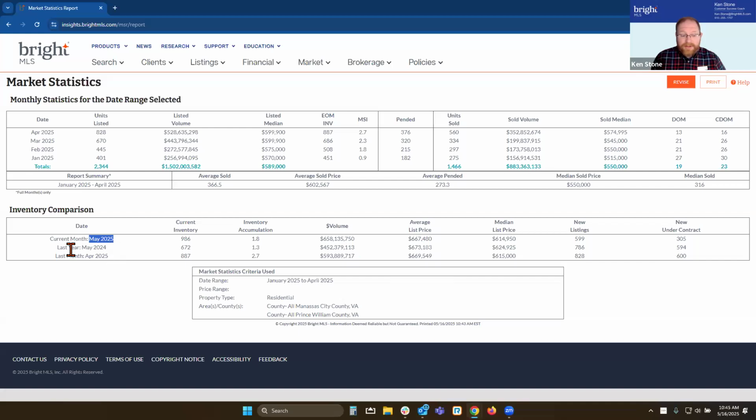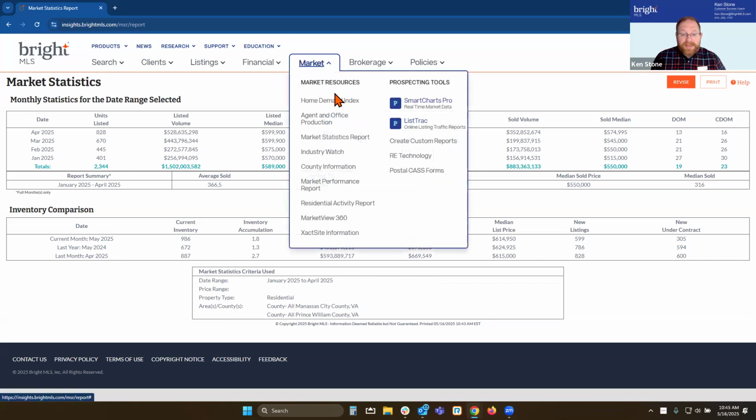Now, we can also look at the last year, so comparatively to May of last year, and then last month's individual. Now, I do love this report as it does give me an idea of where that market's sitting, and I can take this further into some of our other market reports, such as our home demand index, our industry watch report, and even our market performance report if I have a specific property in mind.